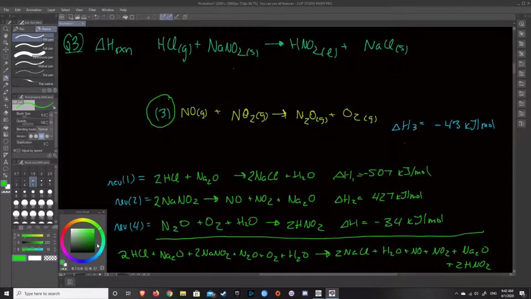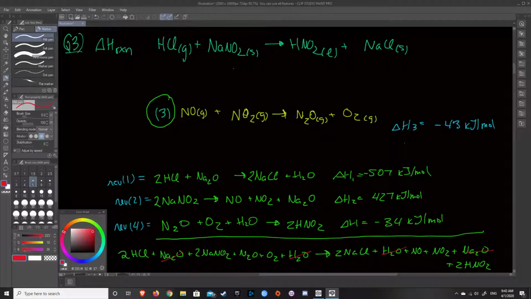Okay, so let's see what we can cancel out. Let's see what these equations have resulted in us being able to get rid of. So we've got H2O here on the left and H2O on the right. So H2O doesn't matter anymore. We've canceled it out. We've used it up. NO here, nothing on the right. Na2O, Na2O here, gone. And gone, good.